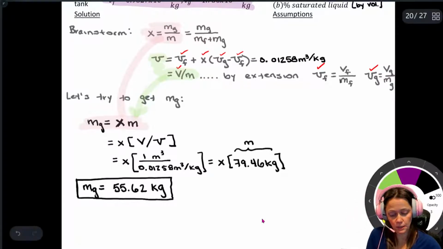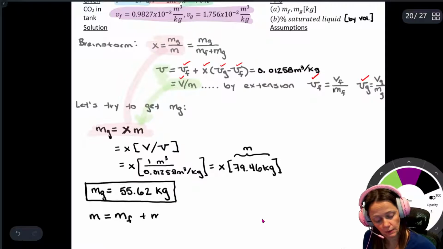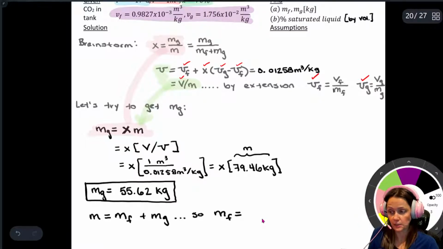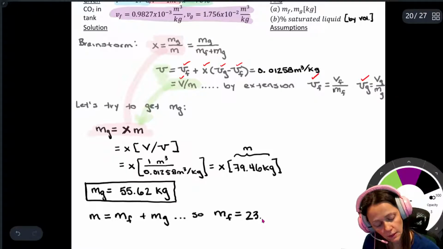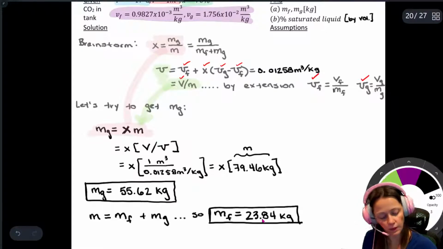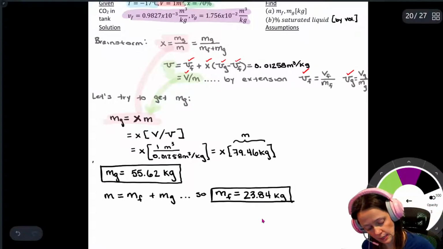But remember, we've got two phases. So the mass is going to be the mass of the saturated liquid plus the mass of the saturated vapor. So the mass of that saturated liquid is just going to be mass minus M sub G, which is going to be 23.84. Perfect. Okay, so I've got that guy, and that's A.